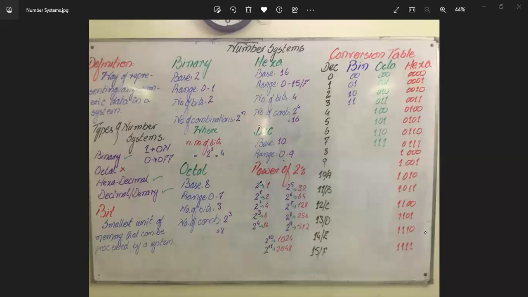Now basically what I have done over here is mention how any decimal number can be represented in 2 bits in the binary language, in 3 bits in binary language, and in 4 bits in binary language.